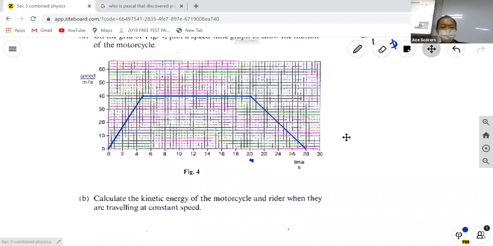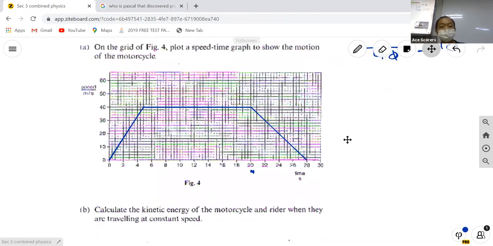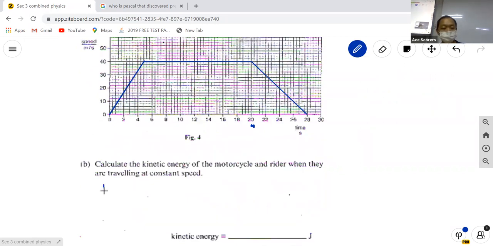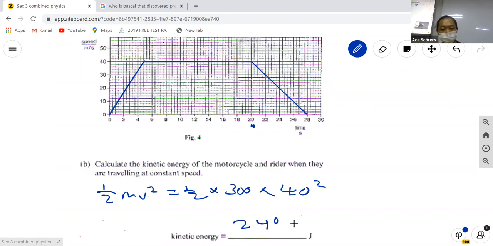So next one. Okay, kinetic energy. When they're traveling at a constant speed, just use half mv squared. Okay. So half mv squared. So kinetic energy is 240,000 joules of kinetic energy.